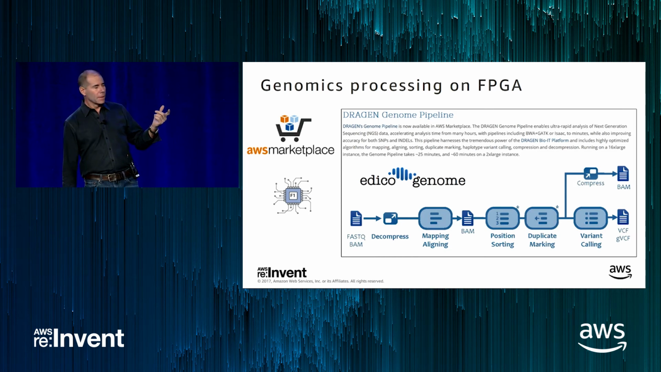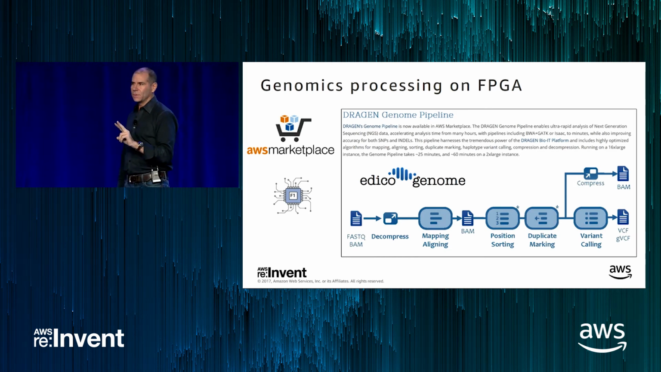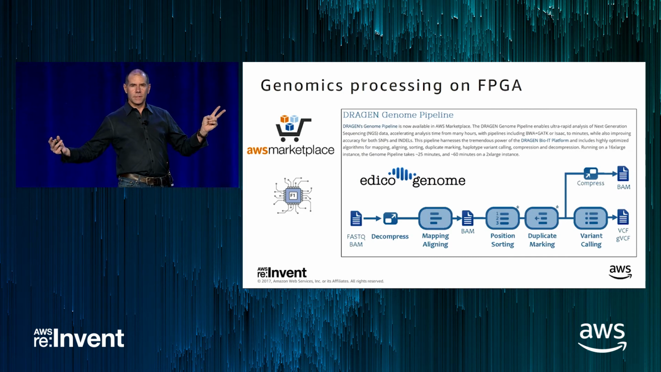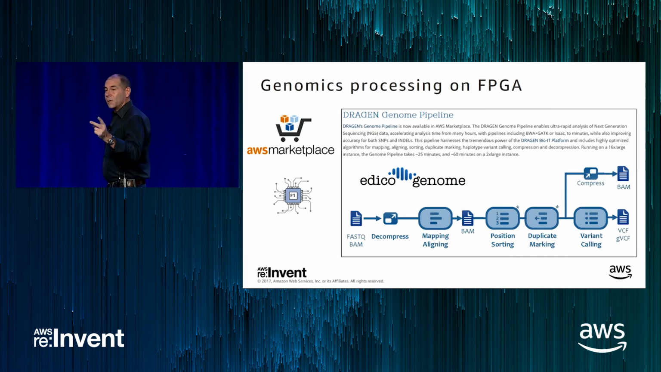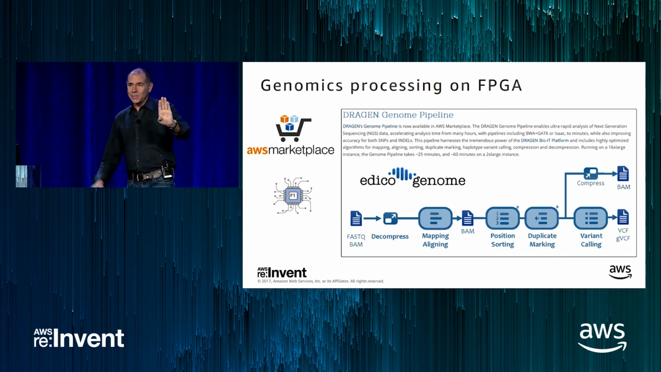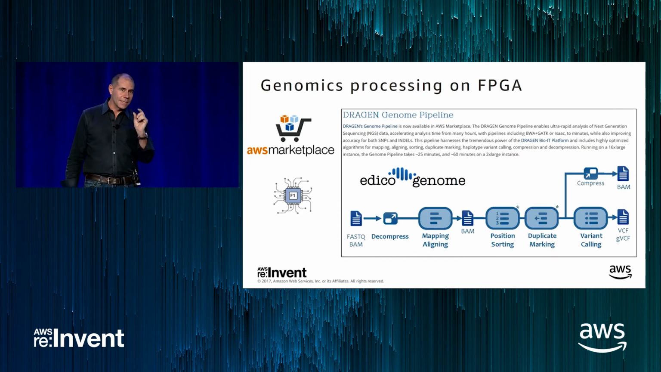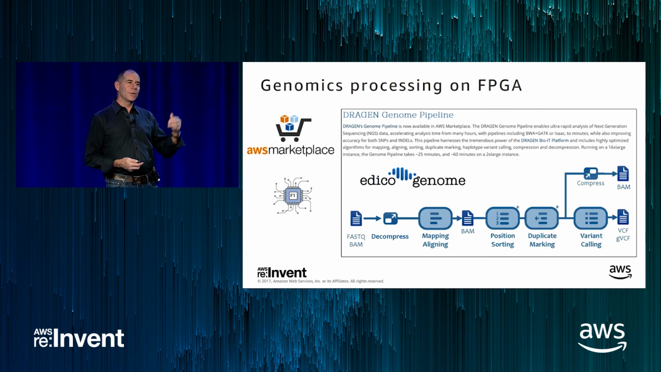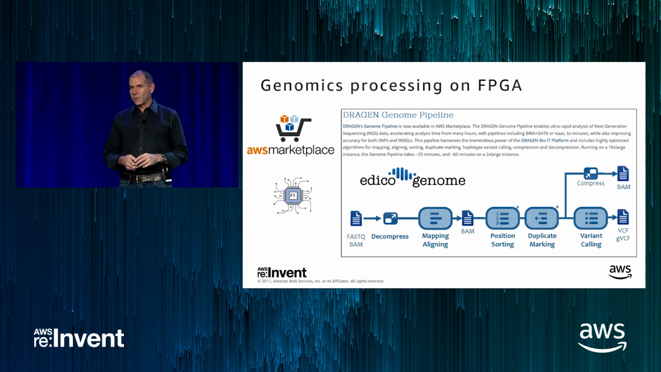Hope I got that right. They are really, how many bits do you need to represent those four? I haven't slept enough last night, I guess. Anyway, you don't need 32 bits to compare one genomic sequence to another. It's a limited precision problem. Perfect fit for FPGAs. So Edico Genome is one of our early access customers on our F1 instance.